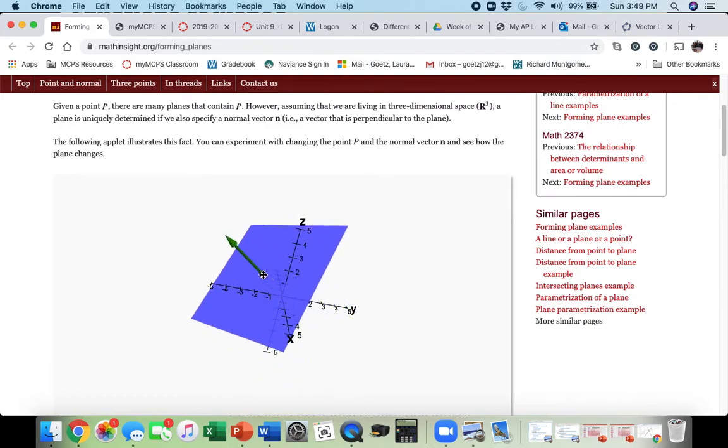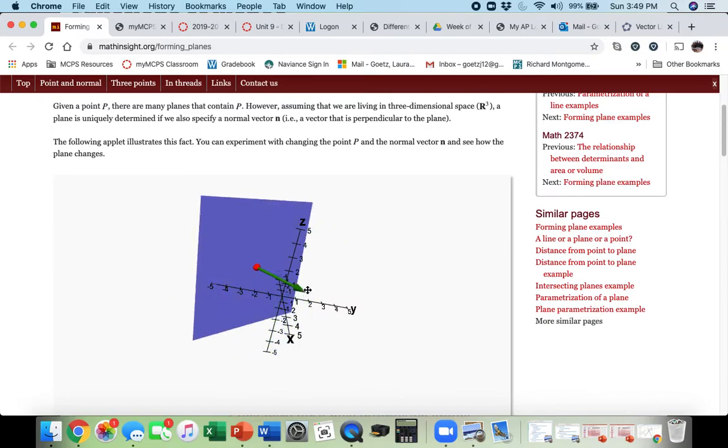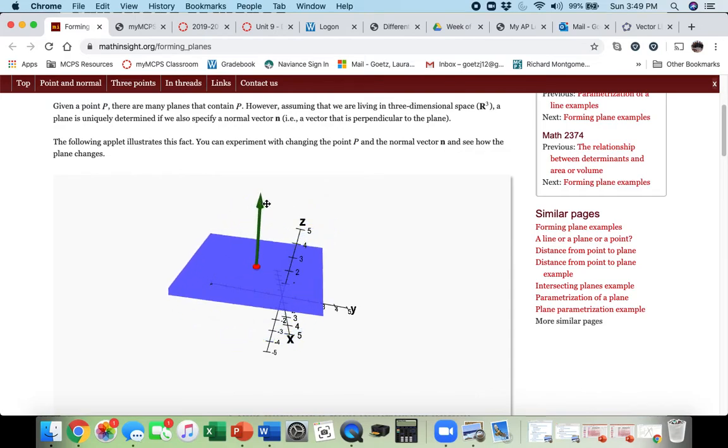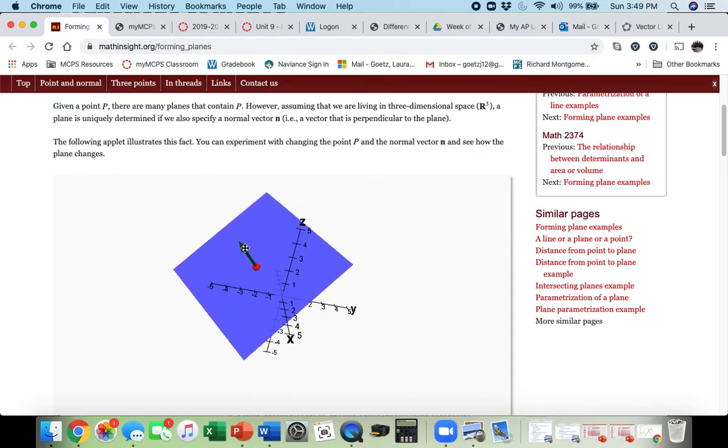So that's why you need a point. Where is the point? And then what direction are you nailing through the point? That nails down your plane. That's why you need a point and a normal. Kind of cool, right?